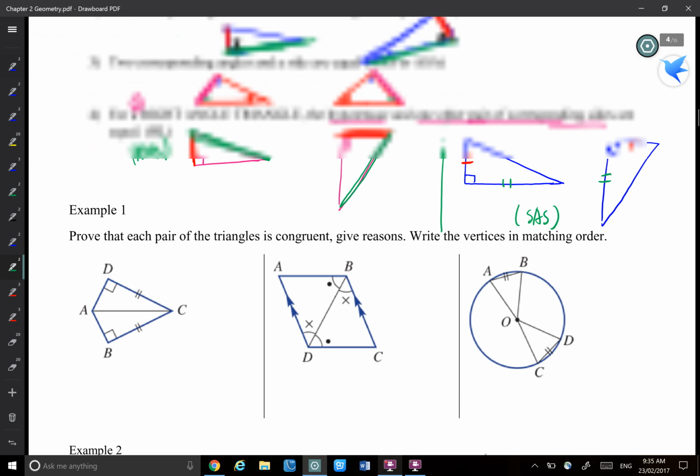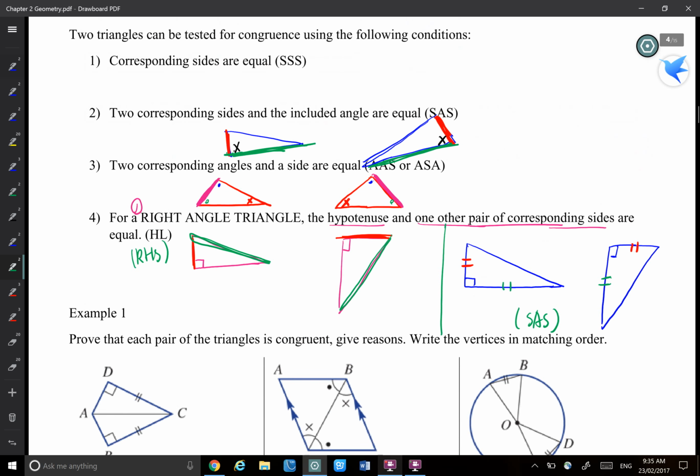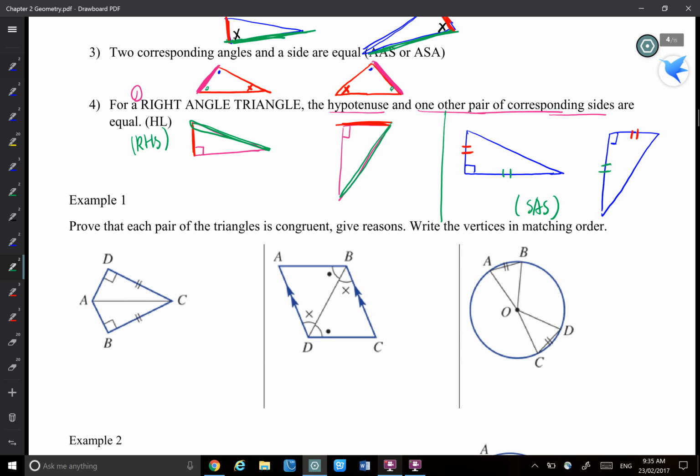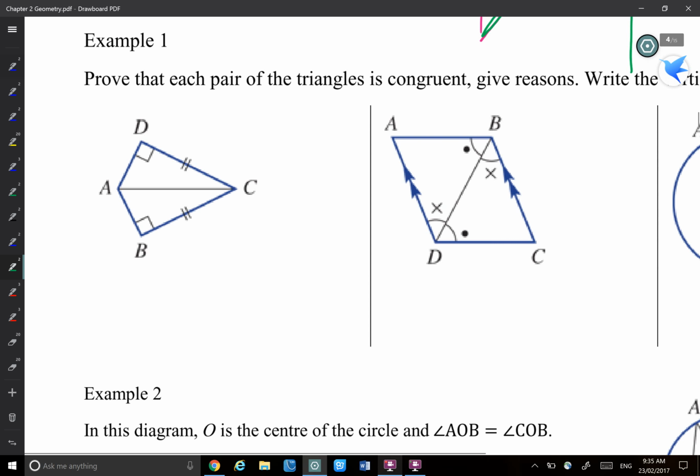So now we have 4 rules that can tell you the triangles are congruent. Every time you say triangles are congruent, you need to say by which rule they are congruent. And when you write they are congruent, you need to give the corresponding points in the correct position. So let me show you an example.